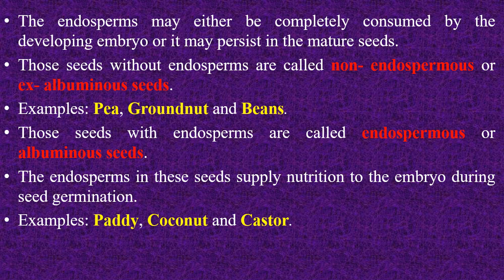The endosperm may either be completely consumed by the developing embryo or it may persist in the mature seeds. Those seeds without endosperm are called non-endospermous or exalbuminous seeds. Examples are pea, groundnut and beans. Those seeds with endosperm are called endospermous or albuminous seeds. The endosperm in these seeds supplies nutrition to the embryo during seed germination. Examples are paddy, coconut and castor.